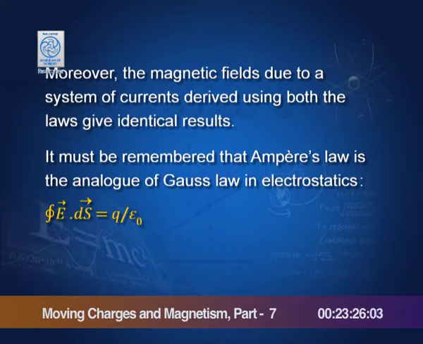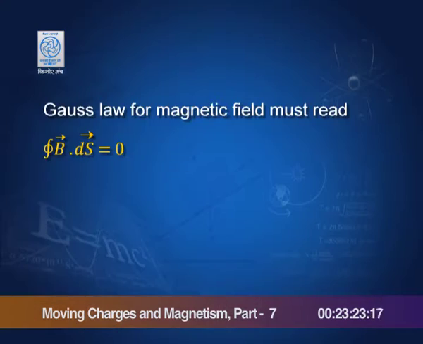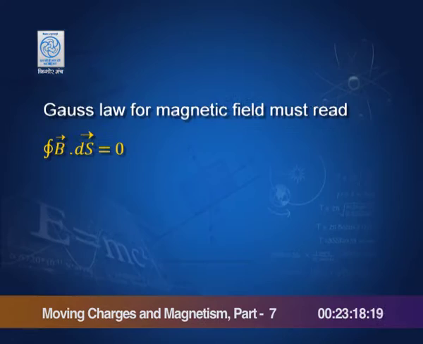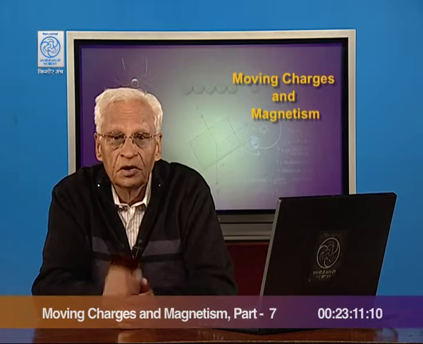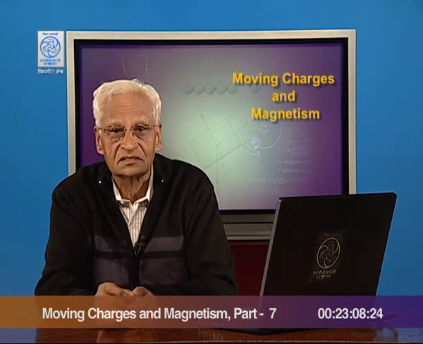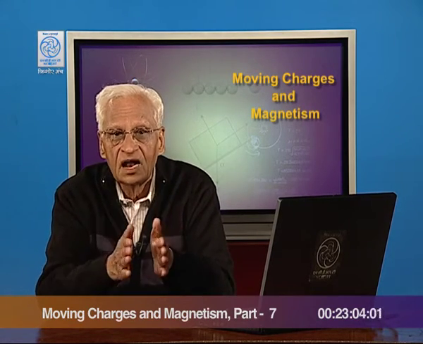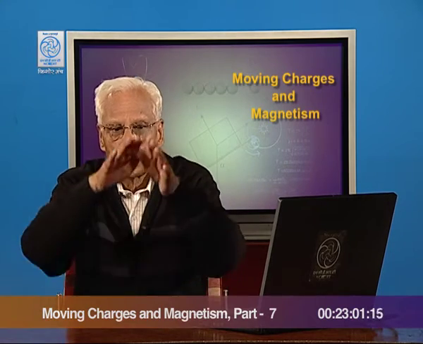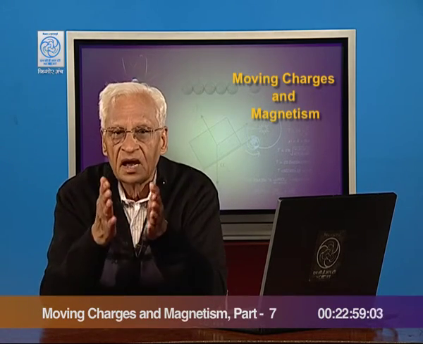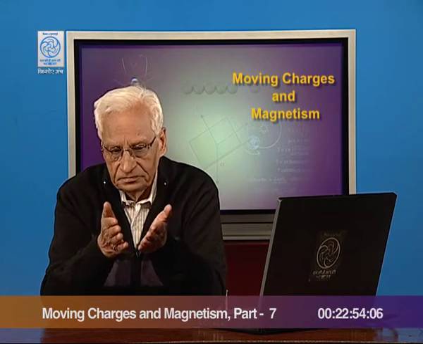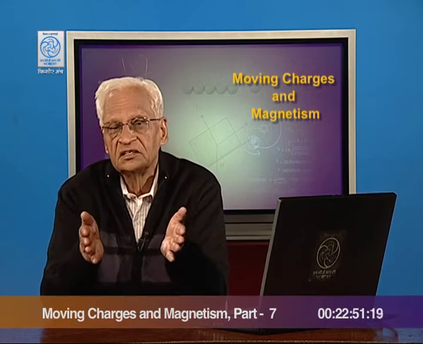the surface S. Incidentally, what would be the form of Gauss' law for magnetism? We have seen Gauss' law for electrostatics. What would be the form of Gauss' law for magnetism? It will be the integral of B dot dS is equal to 0. Why 0? Because monopoles do not exist. We have seen that each magnet must have two poles. A single pole does not exist. Therefore, no surface can be found which encloses two kinds of poles which are not equal in strength.